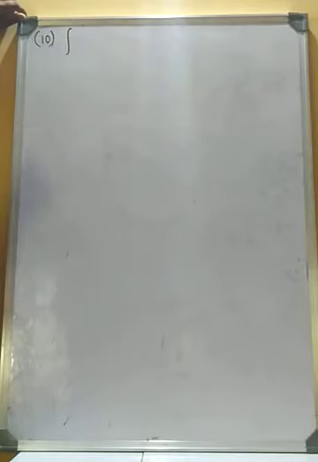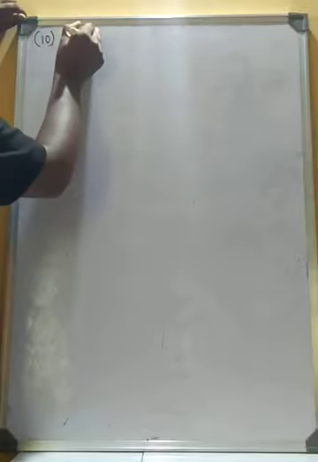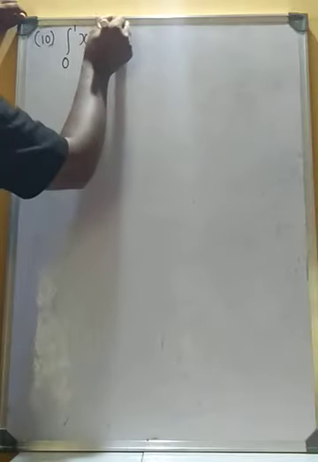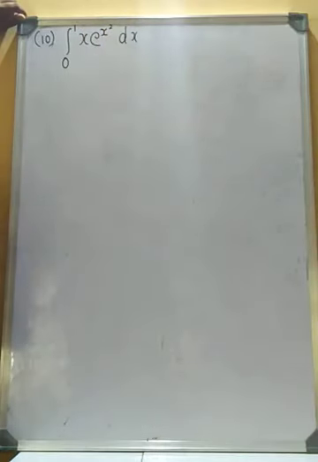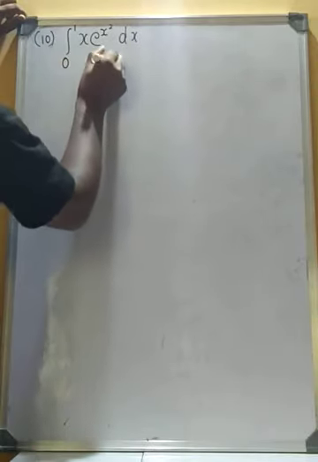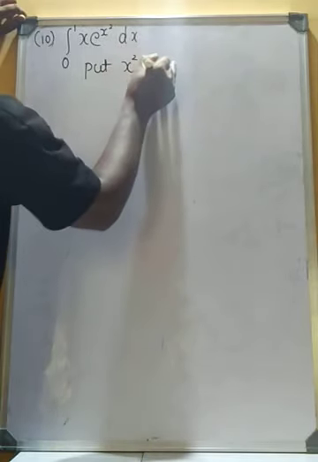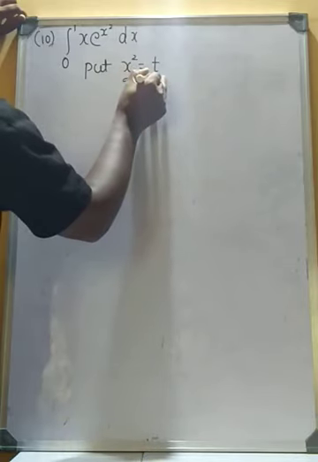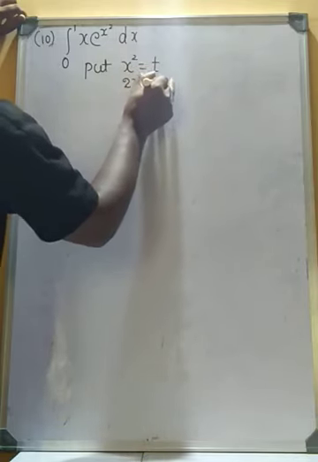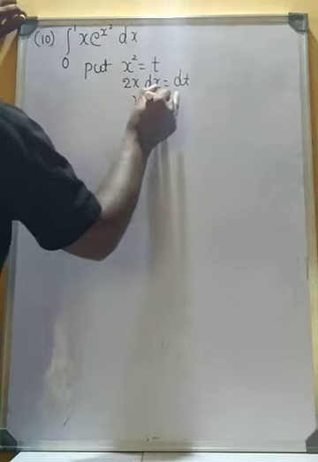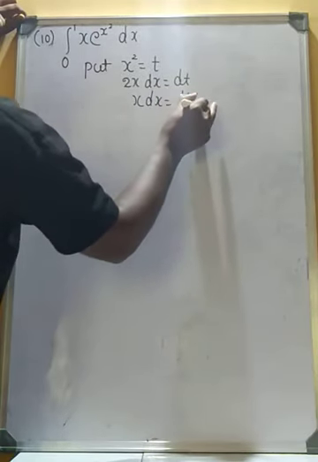The next example, evaluate the integral from 0 to 1 of x into e power x square into dx. So now put x square equal to t. Differentiate with respect to x. Derivative of x square is 2x, equals dt by dx. That is 2x dx equals dt. Therefore, x into dx is equal to dt by 2.